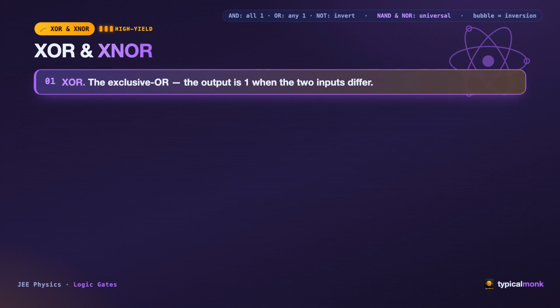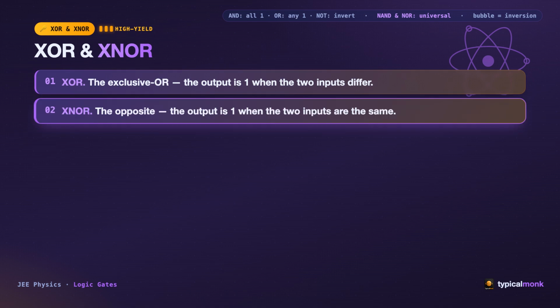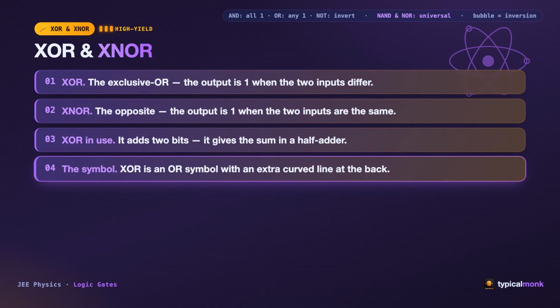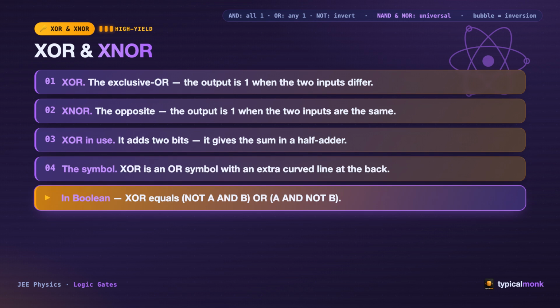Now two more gates worth knowing. XOR. The exclusive OR, the output is 1 when the two inputs differ. XNOR. The opposite. The output is 1 when the two inputs are the same. XOR in use. It adds 2 bits. It gives the sum in a half adder. A symbol. XOR is an OR symbol with an extra curved line at the back. In Boolean, XOR equals not A and B, or A and not B.